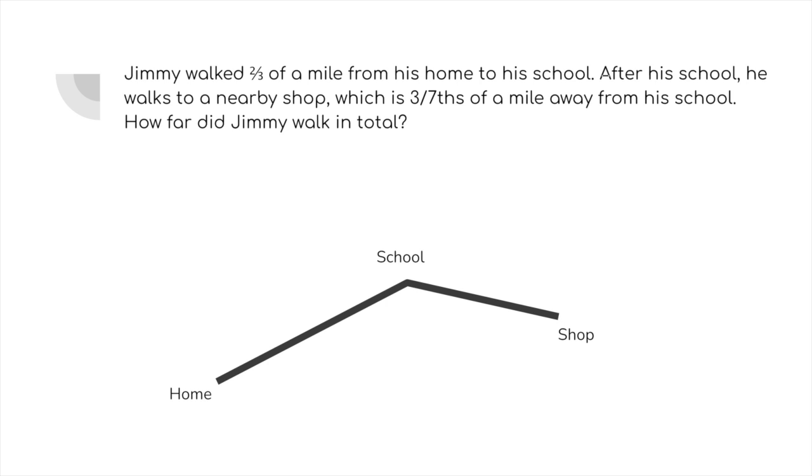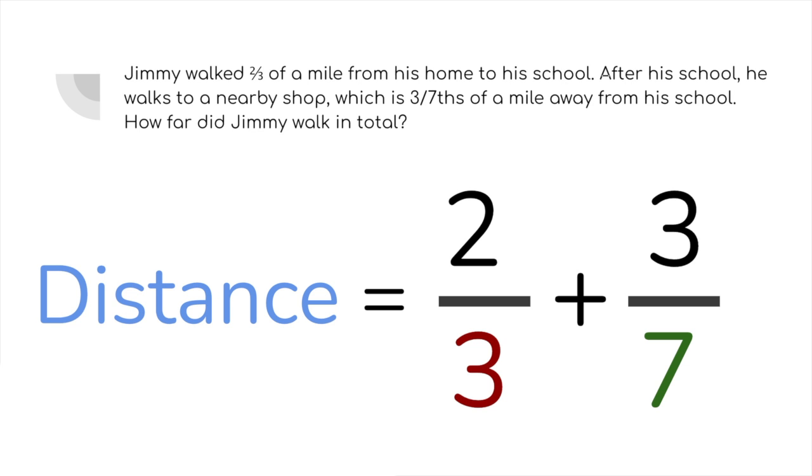Jimmy walked 2/3 of a mile from his home to his school. After his school ended, he walks to a nearby shop, which is 3/7 of a mile away from his school. How far did Jimmy walk in total? Well, to know how far he walked in total, we would have to add up these small intervals. We know that he walked 2/3 of a mile to his school and 3/7 of a mile to a shop. So the distance he walked is 2/3 plus 3/7.